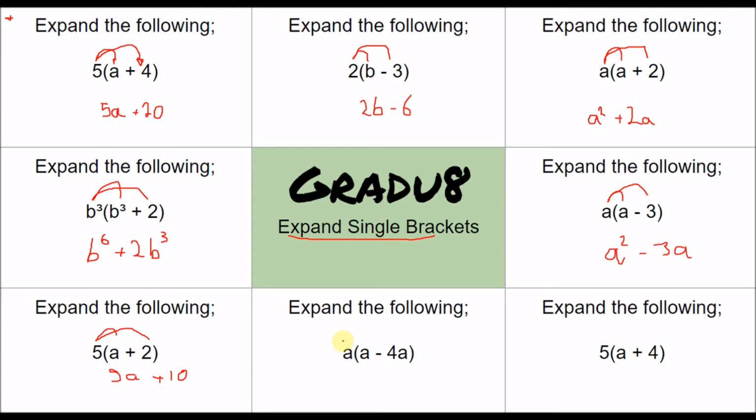On this one now, you're going to do a times a, which gives you a squared, and then you're going to do a times negative 4a. So in this instance, you can have minus 4a squared, because that a multiplies by that a and becomes an a squared. And the last one, the eagle-eyed amongst you will have noticed it's exactly the same as the first question up here. So if you got 2 separate answers for this one, that would be slightly worrying. So 5a and obviously 20.